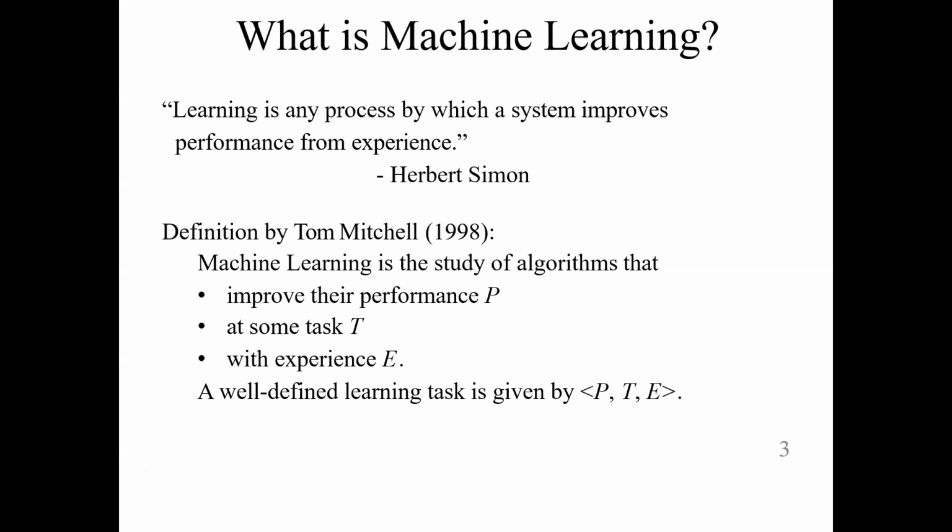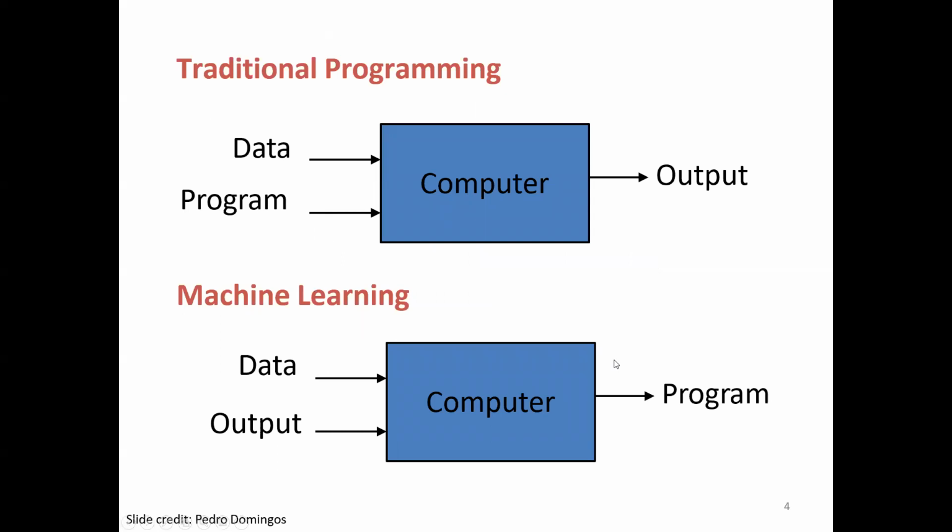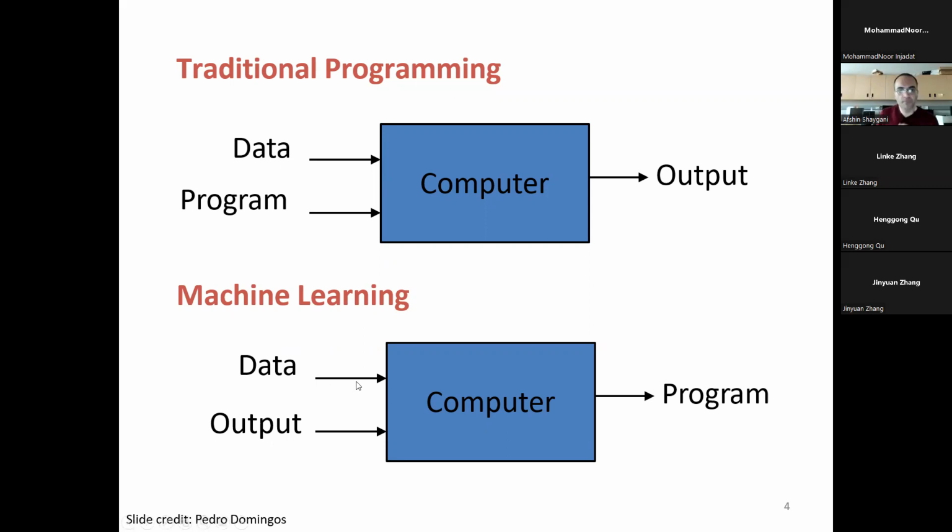Okay, so what is the difference between traditional programming and machine learning? In traditional programming, we input the data and the program to a computer and we receive the output. In machine learning, we input the data and the output, for a classification problem, into a computer and we receive a program, which is the algorithm, technique, or machine learning framework that will be applied to give us the decision or the result that we are looking for in the problem under consideration.